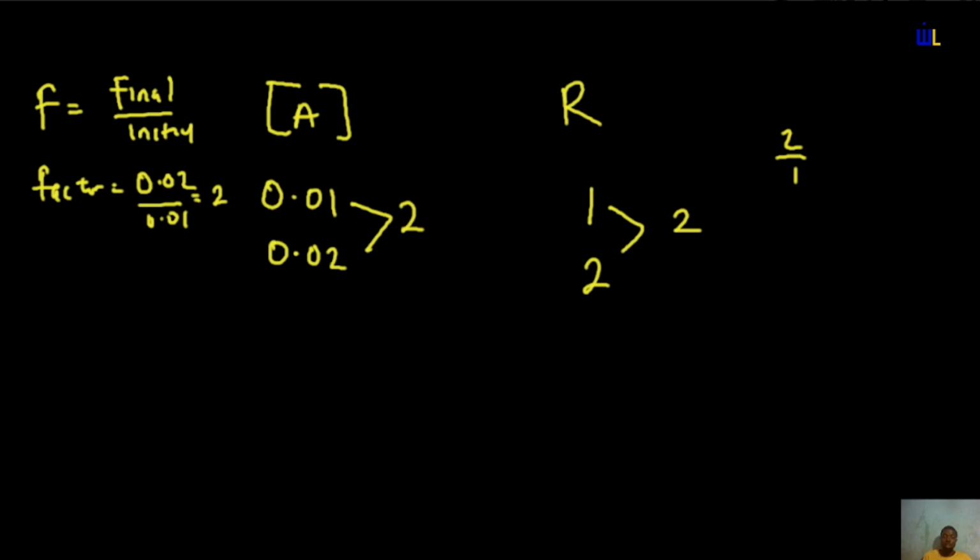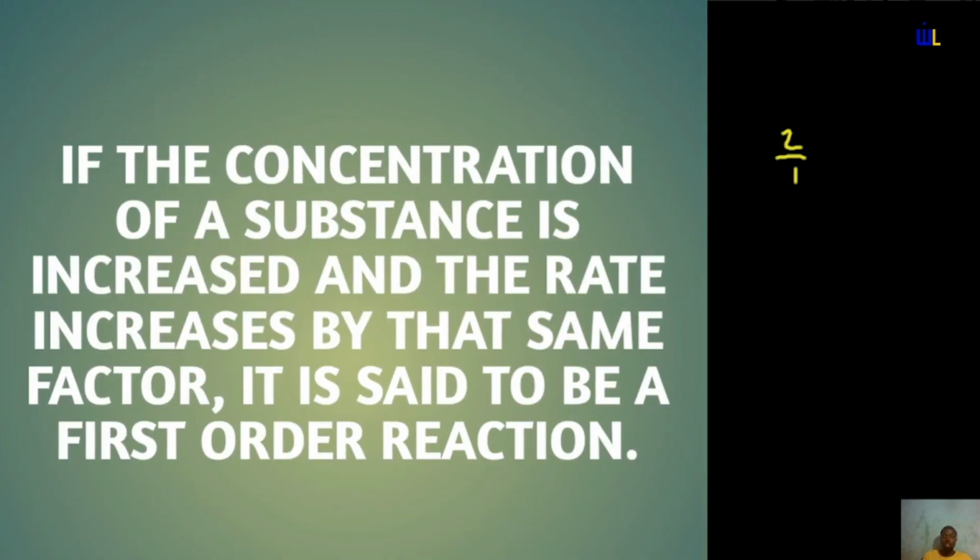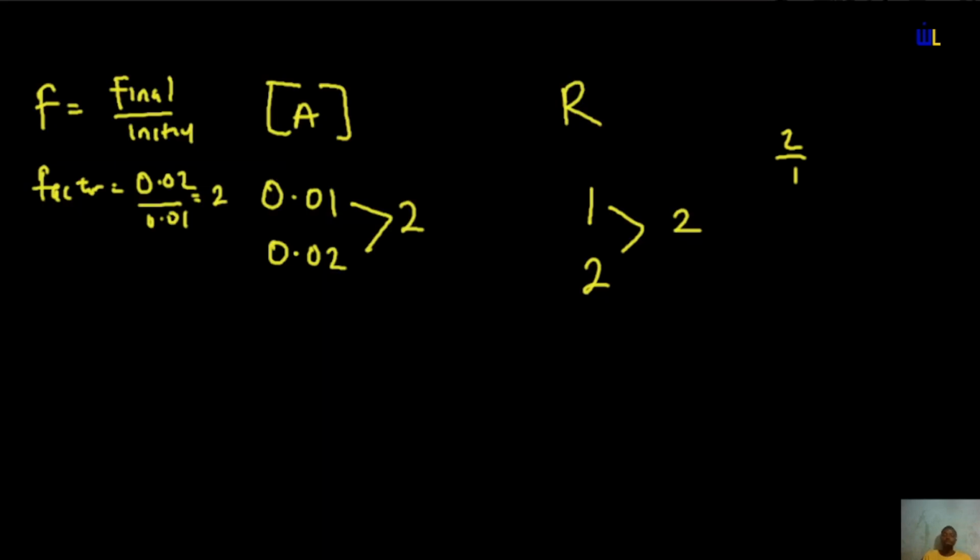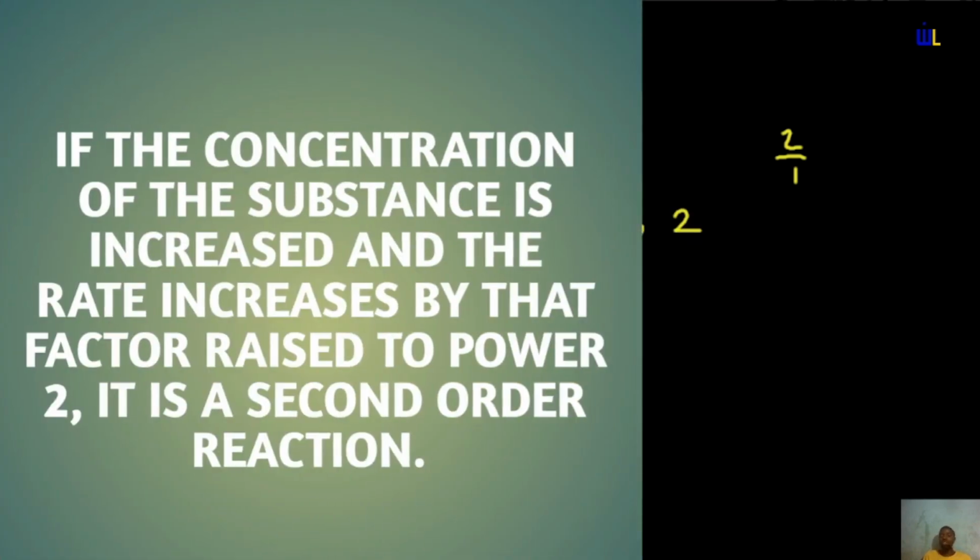So, in other words, we can also say that a first order reaction, if the concentration of a substance is increased by a factor and the rate increases by the same factor, it is said to be a first order reaction. Okay, so let's get to the next one, which is the second order reaction. Now, if the concentration of a substance is increased by a factor and the rate increases by that same factor raised to the power of 2, it is a second order reaction.